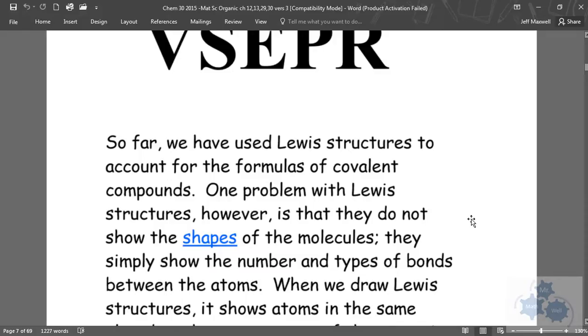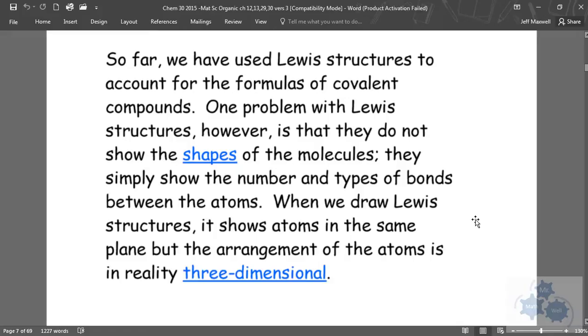When we draw Lewis structures, it shows atoms in the same plane, but the arrangement of the atoms in reality is three-dimensional. So it's important to note that when we're talking about shapes of atoms, and even when we draw a bond between two things, or three things, or four things, we have to realize that these atoms arrange themselves in three-dimensional space. So it's not just like on the page, right? It's three-dimensional space. And so what we're going to learn about is the theory that helps us determine the three-dimensional shape of molecules.